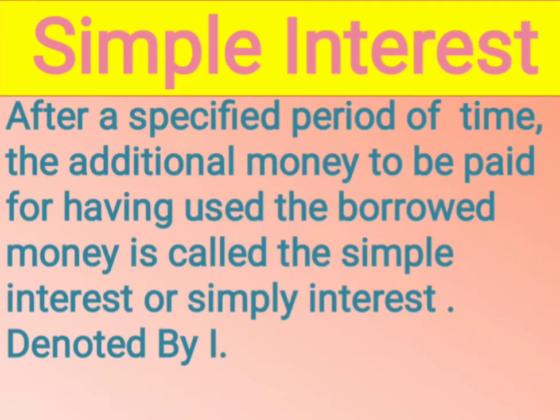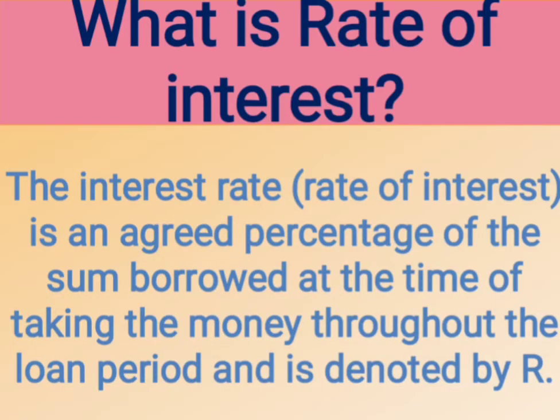After a specified period of time, the additional money to be paid for having used the borrowed money is called the simple interest, or you can say interest, and is denoted by I. The interest rate, or you can say rate of interest, is an agreed percentage of the sum borrowed at the time of taking the money throughout the loan period and is denoted by R.